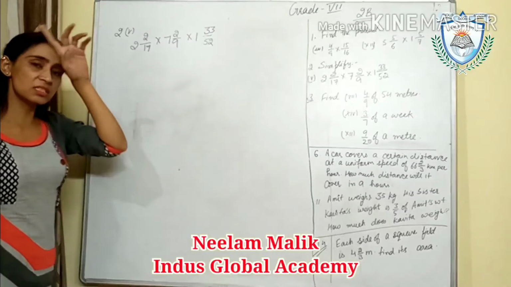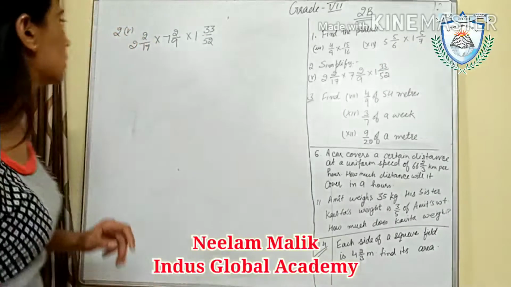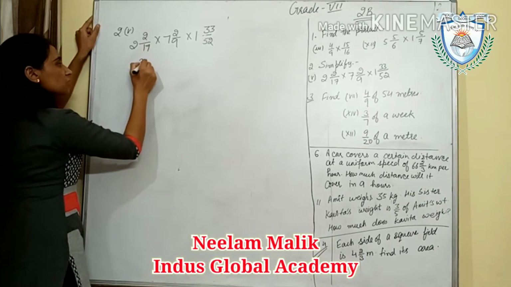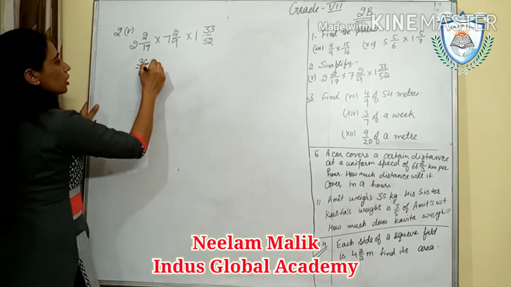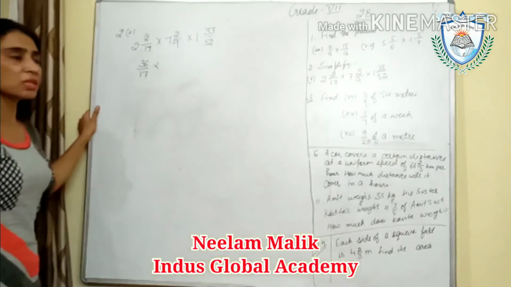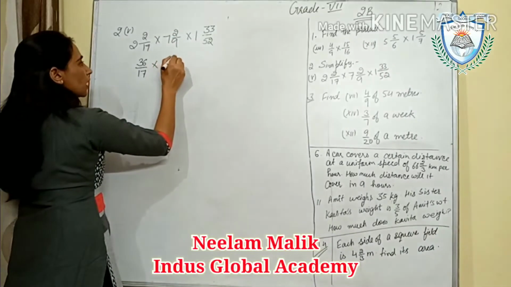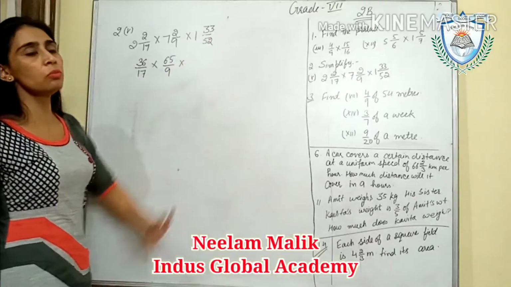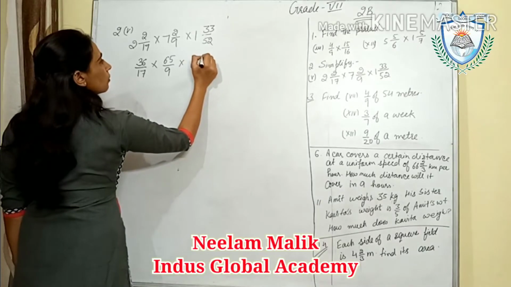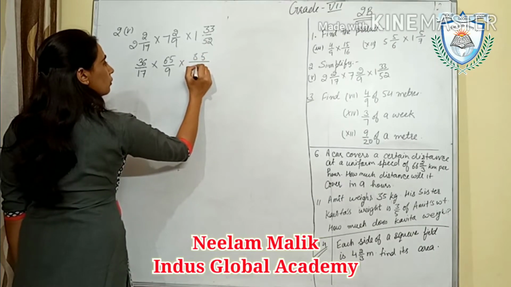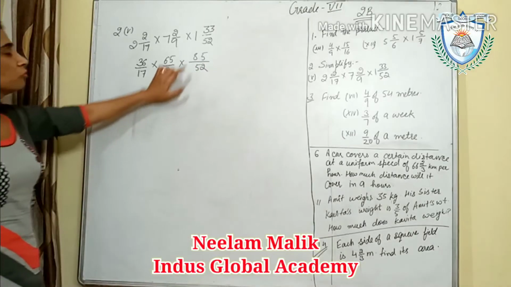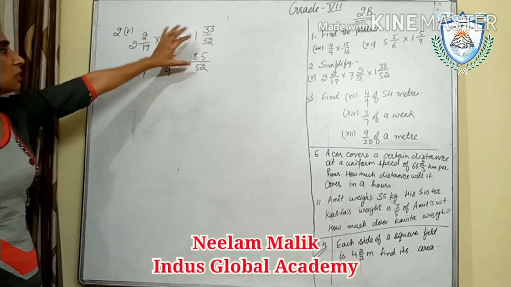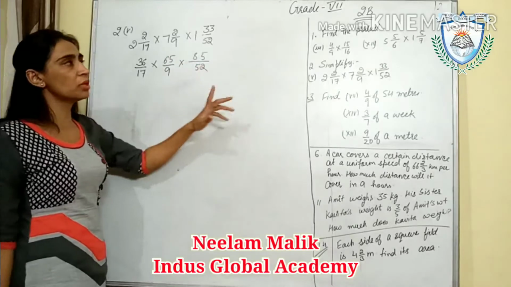Okay, so first these are mixed fractions. We will convert them into improper. So 17 2s are 34, 34 plus 2, 36 upon 70, into 9 7s are 63, 63 and 2, 65 upon 9, into 52 1s are 52 plus 33, so here will be 85 upon 52. The denominator will be the same. We will just multiply the whole number and the denominator, and add the numerator. That will be our new numerator, and the denominator will be as it is.